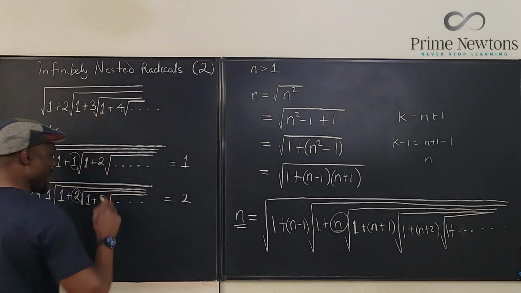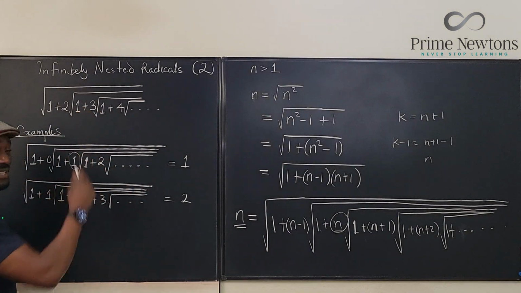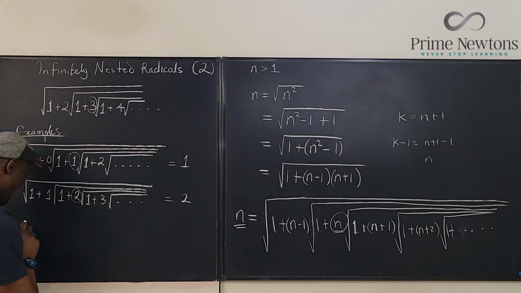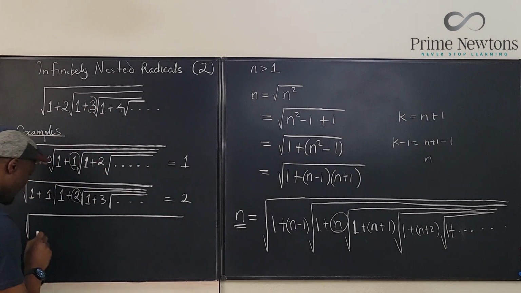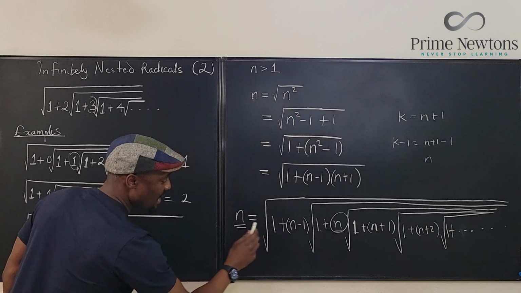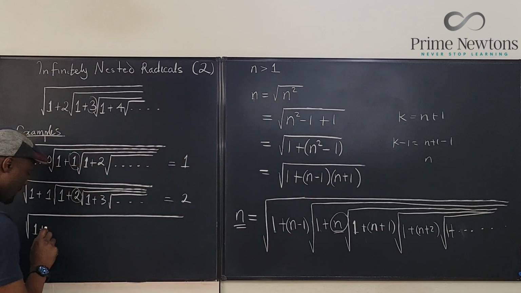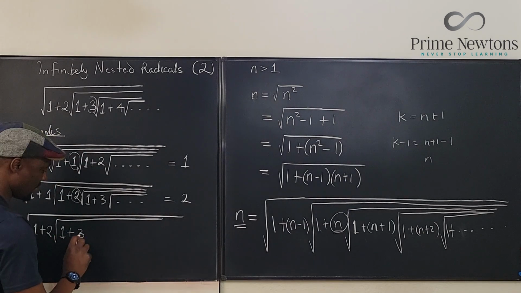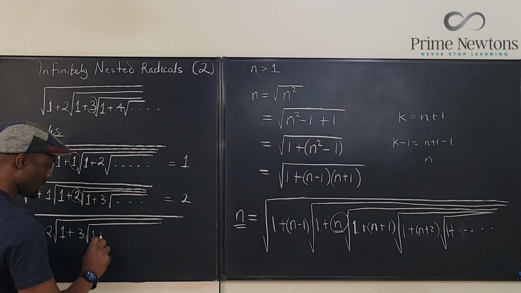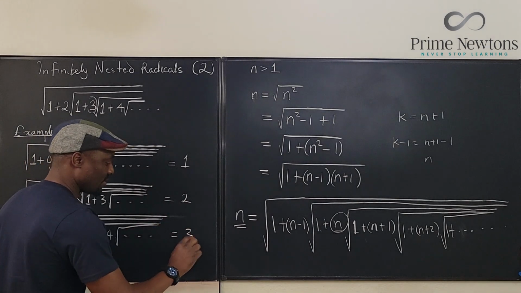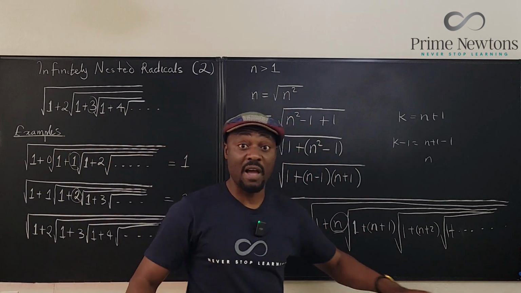So let's look at the problem we have. Let n be equal to 3, and I think that's the answer to this one. As you can see, it's occupying that position. So we have the radical of 1 plus, when n equals 3, 3 minus 1 is going to be 2, radical of 1 plus 3 radical 1 plus 4 radical, and so on. Well, as expected, our answer is supposed to be 3, and this goes on forever and ever.